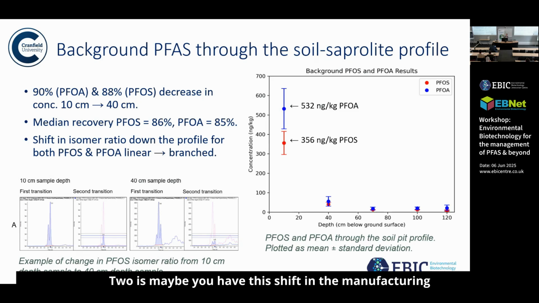this shift in the manufacturing method for PFAS in the early 2000s from electrochemical fluorination to fluorotelomerization, and the first produces a mixture of linear and branched, and the second produces linear. And so it might just be that the older PFAS, which have had more time to travel deeper into the profile, were made by that earlier method. And then the third would be maybe there's some transformation from linear to branched as you go down the profile.